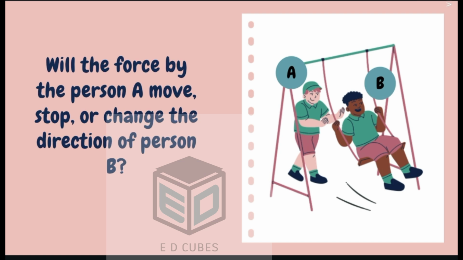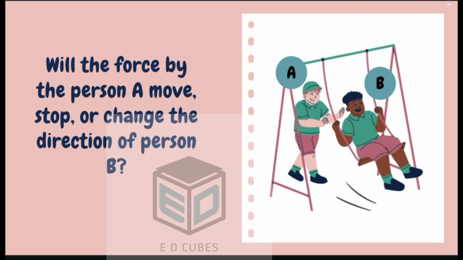That means movement is happening. Now, when the boy B will come back, because it is a swinging chair, so definitely the boy B will come back, and if boy A exerts some force and holds it, definitely boy B will stop. So yes, the force can stop.